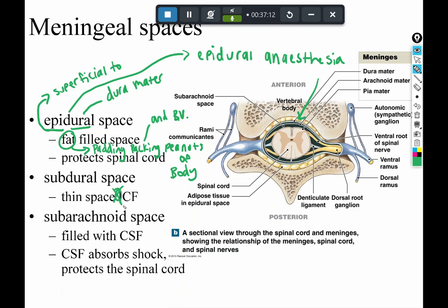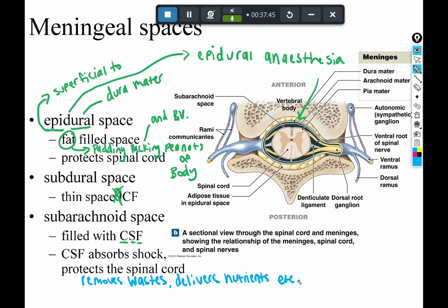And then finally, the subarachnoid space, which is under the arachnoid layer, so arachnoid mater, and then down from that is the subarachnoid space. This is filled with cerebrospinal fluid, and the cerebrospinal fluid absorbs shock, it protects the spinal cord. I think it's also important to note that it removes wastes, delivers nutrients, etc.